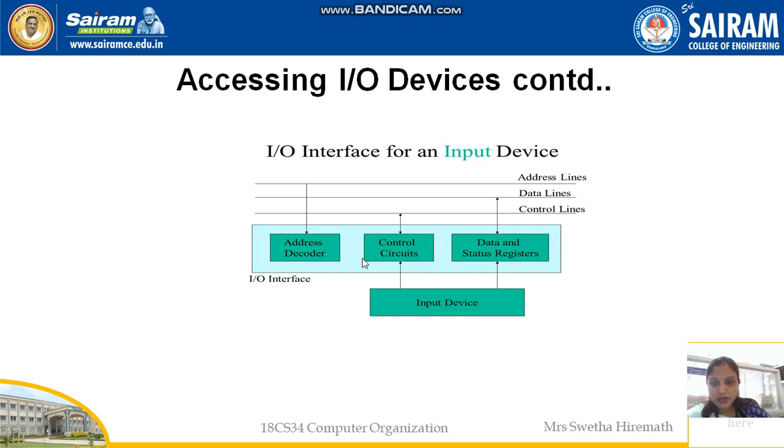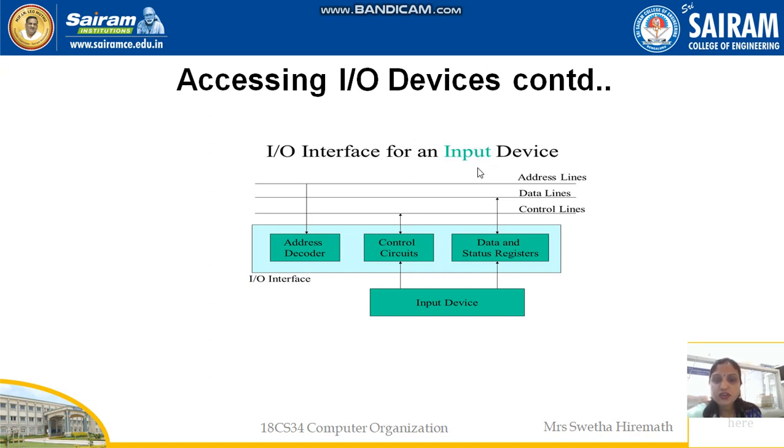So there is an IO interface which will consist of an address decoder, control circuits, and the data and status register. These three will be connected to the bus lines. I have told you that the bus consists of three lines: the address lines, data lines and the control lines. So here the three lines of the bus will be connected to the three units of the IO interface.